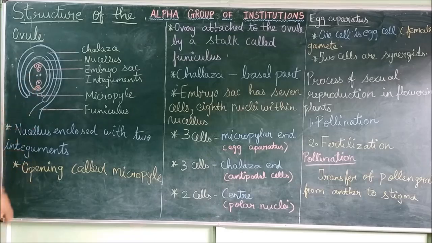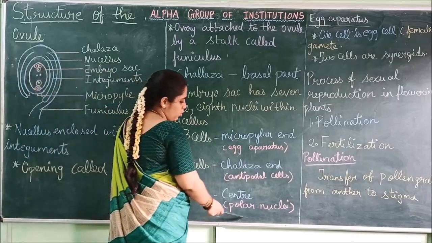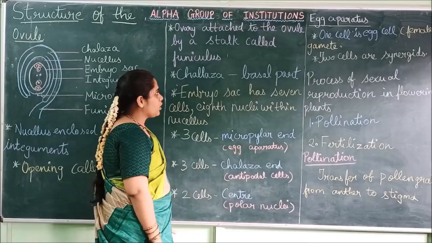Now, what happens to the polar nuclei? When the pollen grain comes, they will fuse together. This is the female gamete, because it is present in the gynoecium. When pollen grains come, these two cells in the center, known as the polar nuclei, get fused together.